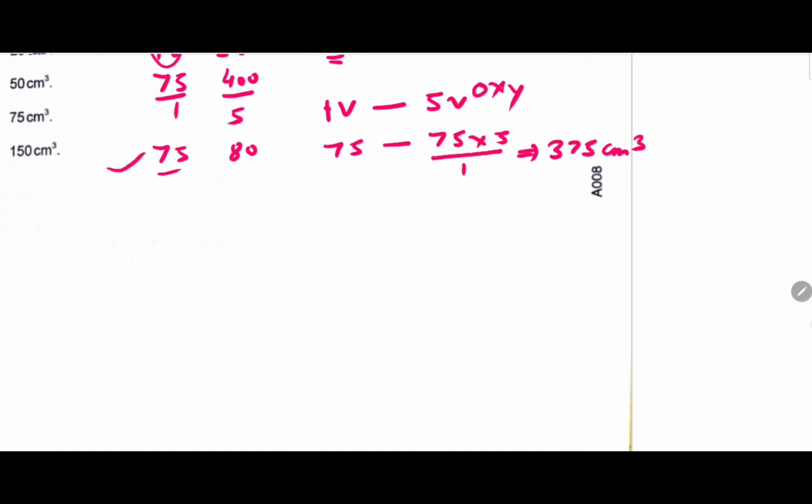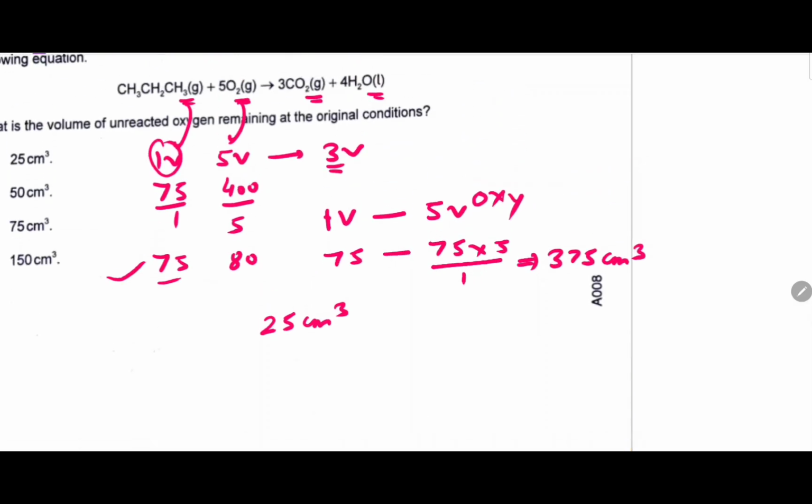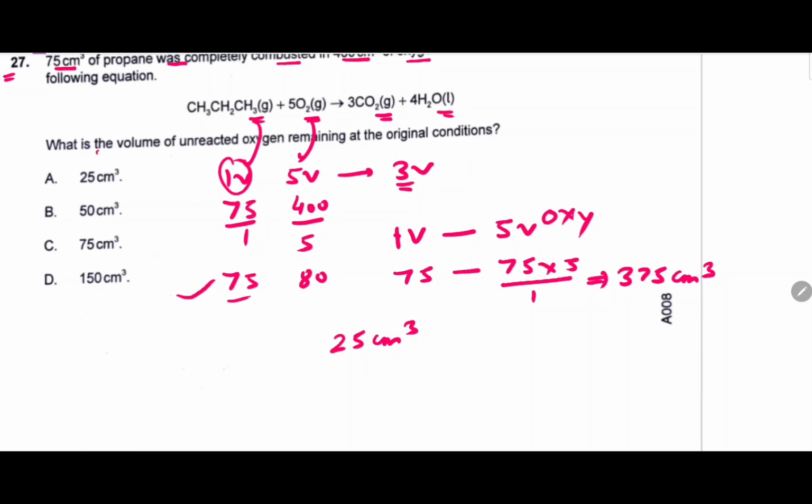What will be the remaining oxygen? Remaining oxygen is 25 centimeter cube: 400 minus 375 is 25. So I have 25 centimeter cube of oxygen. What is the volume of unreacted oxygen remaining in the original sample? Answer is 25 centimeter cube, answer A. Therefore, the answer for question 27 is A.